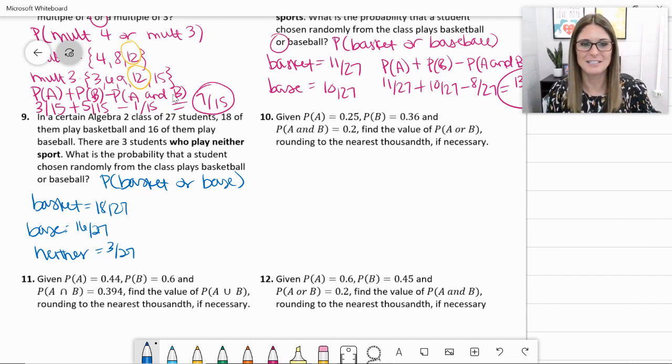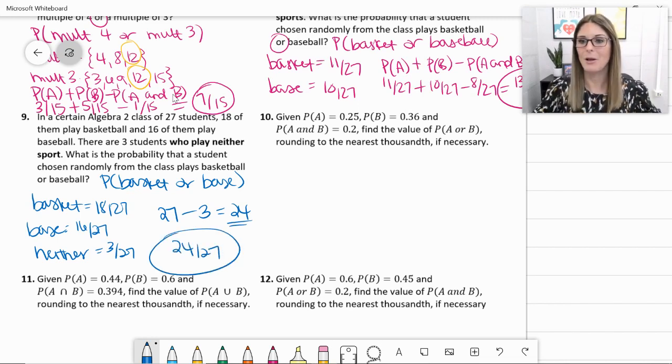You see that? So I have a love-hate relationship with these questions on Delta Math, because I'm going to take the 27 students total minus the 3 that play neither. They don't play basketball or baseball. And there's 24 students that play basketball or baseball, maybe both. So we have 24 out of 27 students that play basketball or baseball.